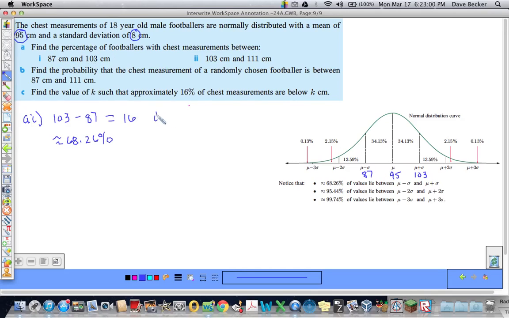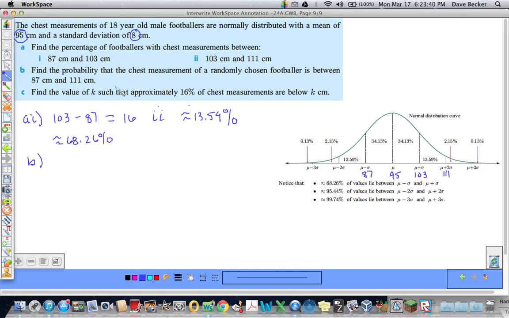What about part II? 103 and 111. So 111 minus 103 is 8, so that's just another standard deviation. So that's right here, 111. Well, that's between 1 and 2 standard deviations, so that would be about 13.59%. So the object here is you're just finding your way around a normally distributed set of data. Now, this is continuous data, right? Because it's measurement, chest measurements will be continuous through here.